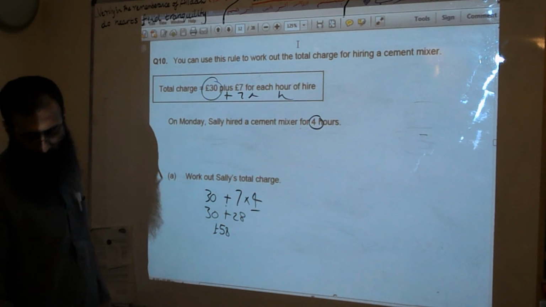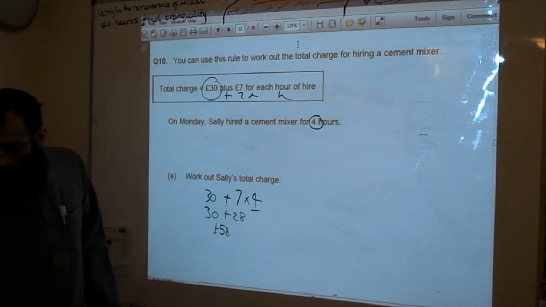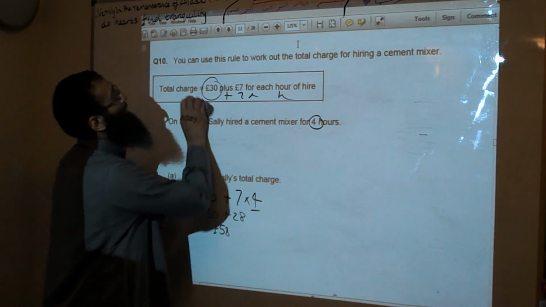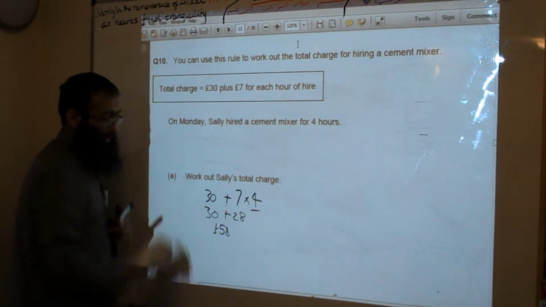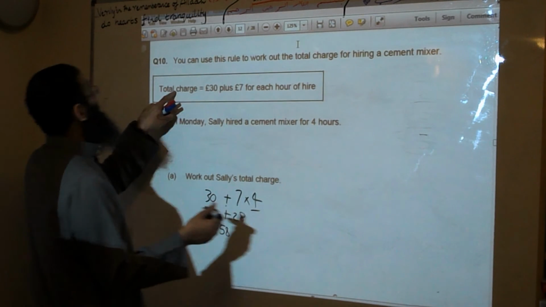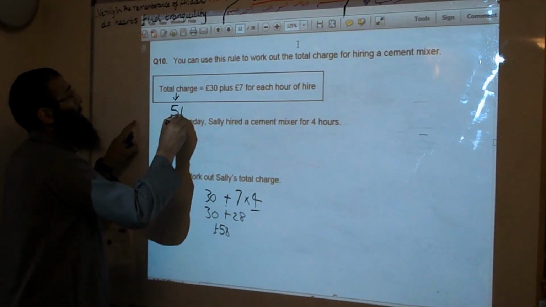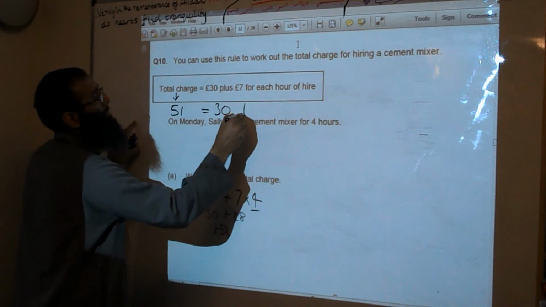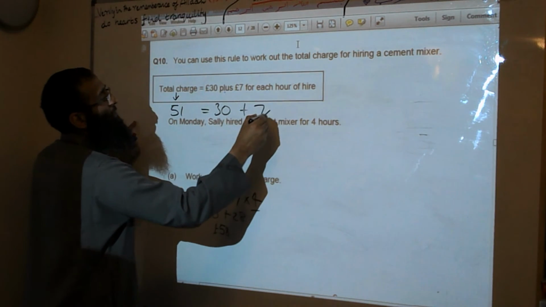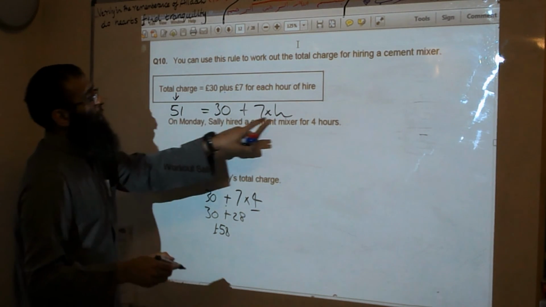Okay, and the next part of the question, I don't really want to move it up now, we'll just read the next part. Part B says, on Tuesday Tom hired a cement mixer. Tom's total charge was £51. How many hours did he hire it for? So now they've given us the answer. The total charge is £51. It starts off with £30 plus 7 times the number of hours. So he got charged £51, and we've got to work out his hours.